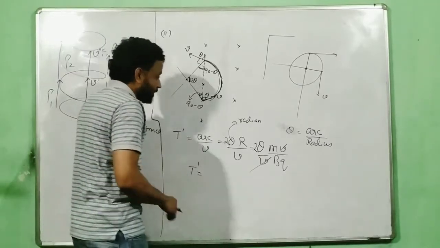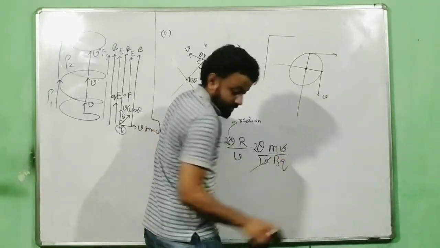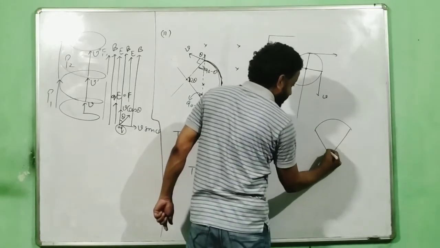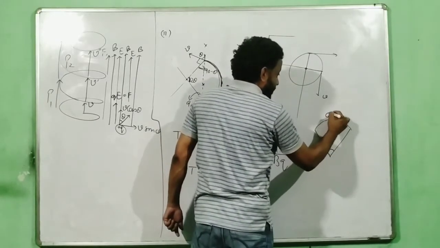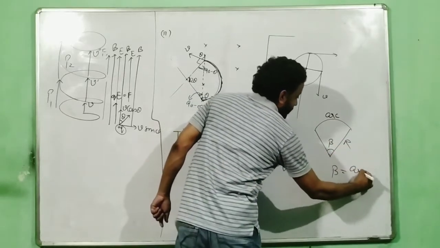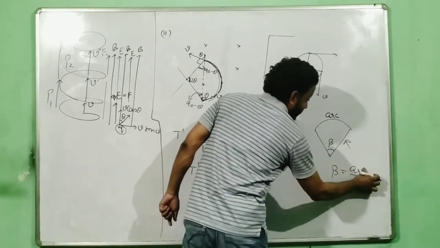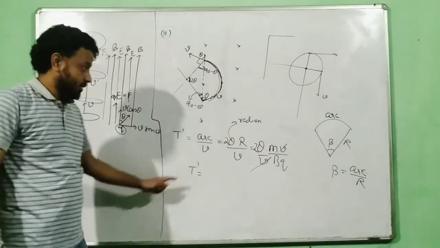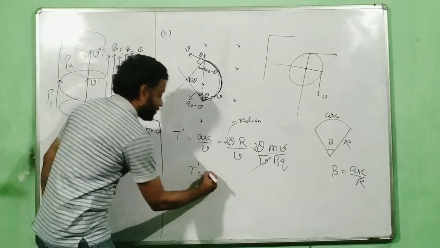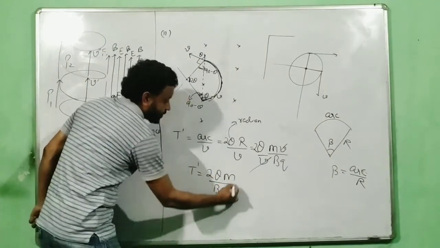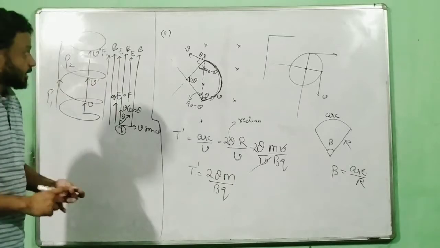So T dash will be equal to, better I will change the formula only. So if this is my r, because I know some of my students are very intelligent, this is your arc length, this angle is beta, this angle is radius. So beta will be equal to r by radius. Okay? Done. So T dash will be equal to 2 theta into m divided by dq. Okay? Third question.